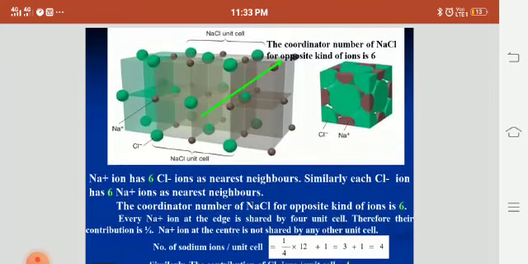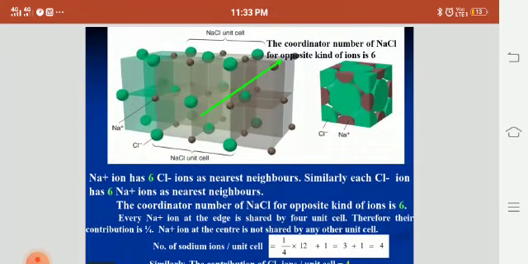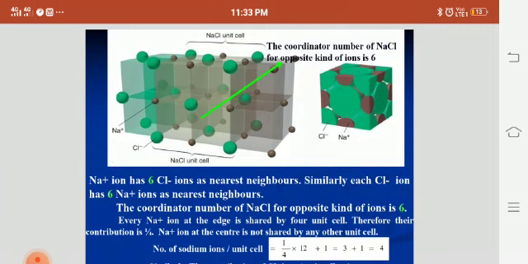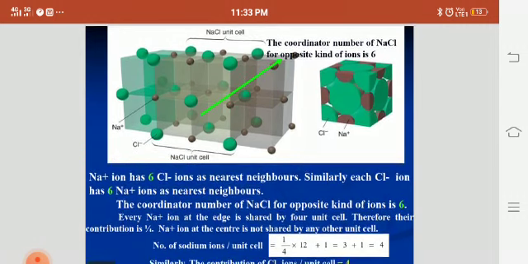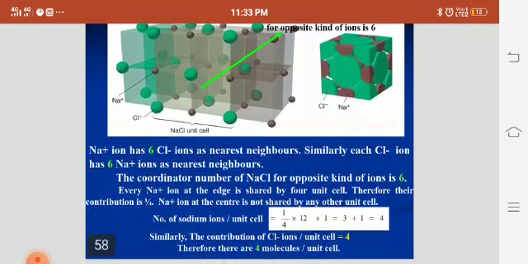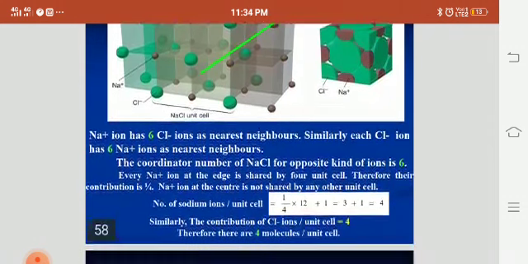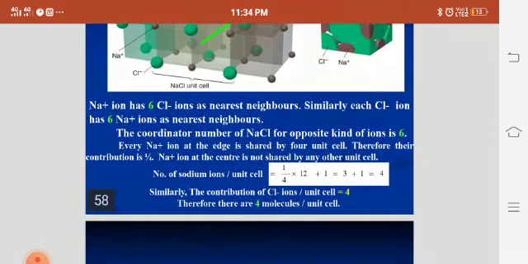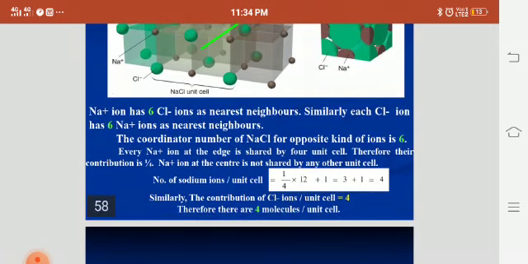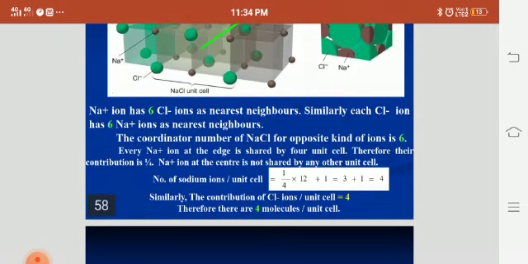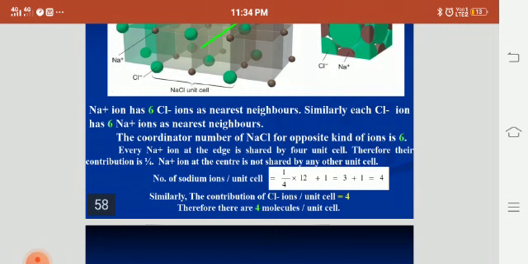Now we calculate the coordination number. The coordination number for sodium chloride structure is 6. It's almost like simple cubic structure. So the Na plus ion has 6 chlorine ions as nearest atoms. Similarly, each chlorine ion has 6 Na plus atoms as nearest neighbors. So the coordination number is 6 for sodium chloride structure.